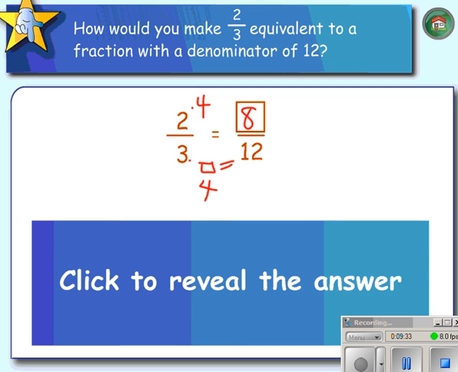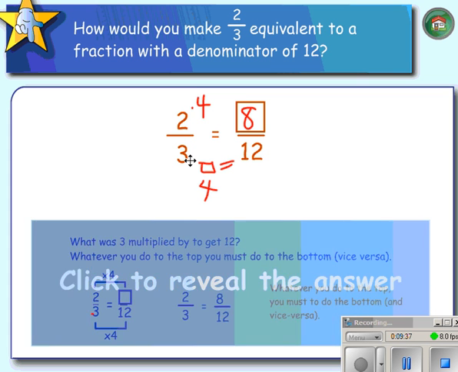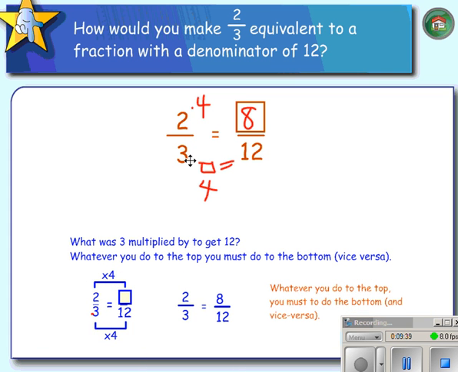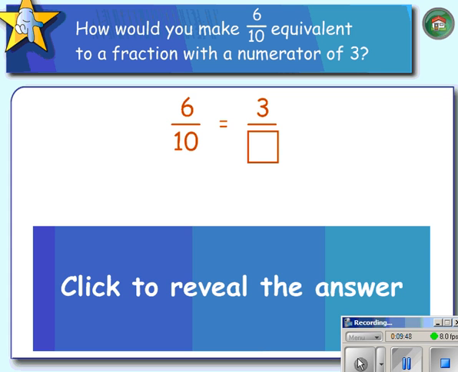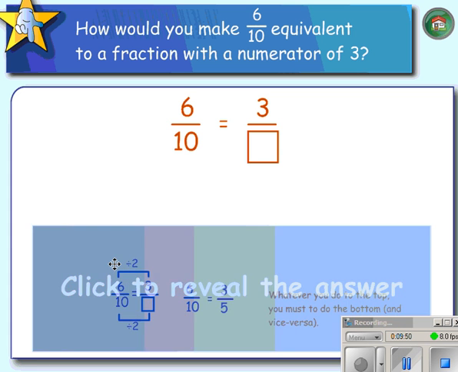Okay? Let's reveal. It won't reveal. Okay? So you find the missing factor, and then you'll know what to do to the top and the bottom. All right, do this one on your whiteboards. So let's click to reveal.